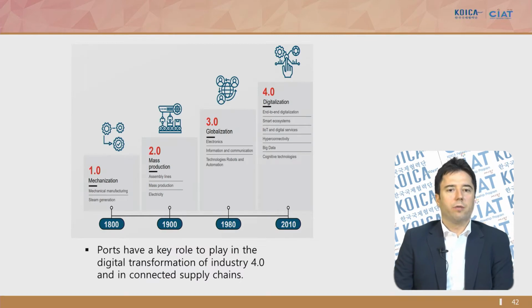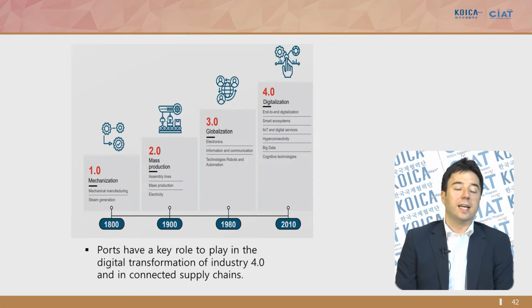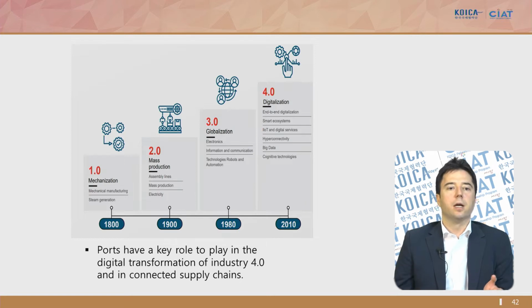So smart ports are really part of a bigger trend, which is the fourth industrial revolution, which has been defined by the World Economic Forum since broadly 2010, and is a process of digitizing business. So since the 1800s, the world has undergone several revolutions. The first one was mechanization, so mechanical manufacturing. From 1900, it started the mass production. So from a manufacturing perspective, we have seen the production of large volumes produced in mass through assembly lines.